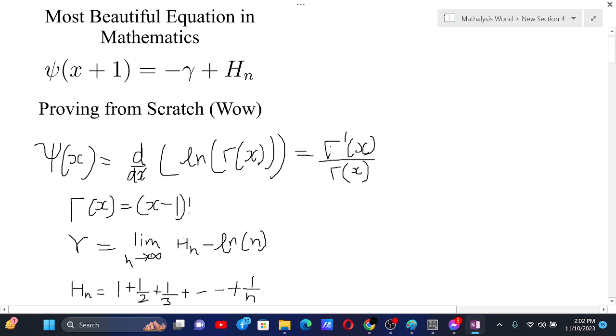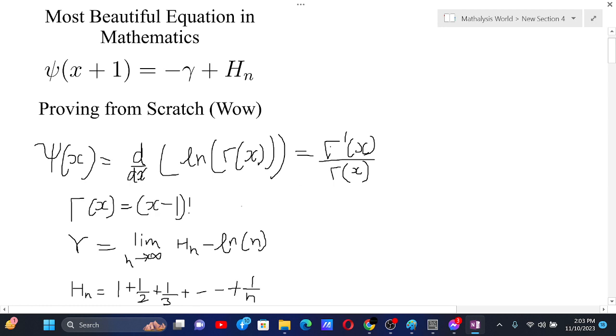It's a surprising fact that this in fact converges. The difference of the nth harmonic number and ln of n does converge, and it converges to this constant gamma, which is the Euler-Mascheroni constant, which is 0.57 something, and this is the nth harmonic number, which is the sum of reciprocals from 1 to n.